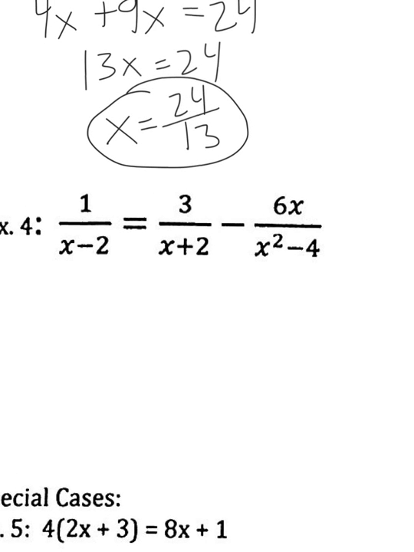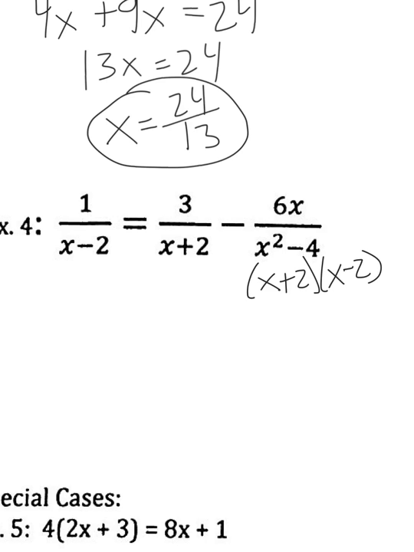All right, so my denominators, we have x minus 2, x plus 2, and x squared minus 4. And I'm trying to think about what the common denominator would be. What do they all have in common? The first thing I would do is factor anything that factors. So x squared minus 4 would be x plus 2, x minus 2.